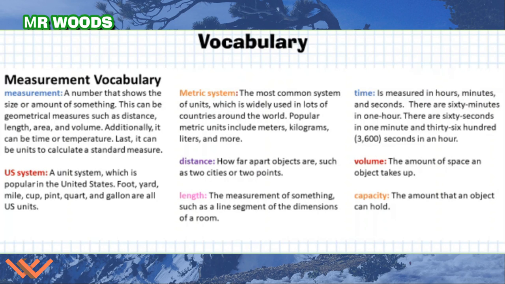So time is measured in hours, minutes, and seconds. There are 60 minutes in 1 hour, there are 60 seconds in 1 minute, and 3,600 seconds in an hour. Then there's volume, which is the amount of space an object takes up. And then capacity, the amount that an object can hold.